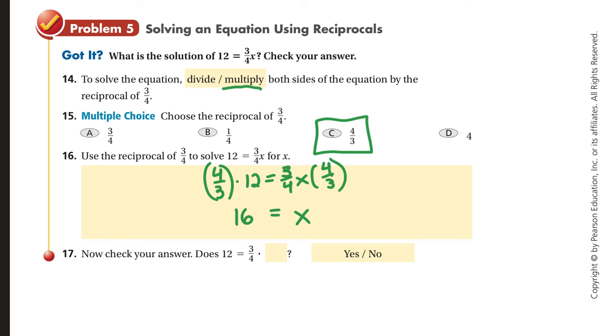So if I'm checking this, I substitute 16, my solution, back in, and I determine that 3/4 times 16 is 12, so that solution holds up. So it pays to be able to check your solutions once you're finished solving an equation.